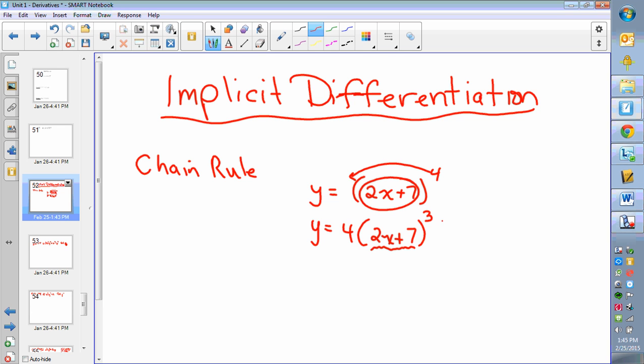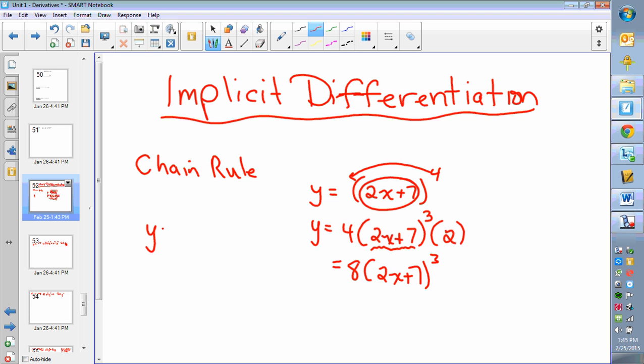It's really a composition of functions. So for the interior function, you would take the derivative of 2x plus 7 and get a 2. So you could rewrite that as 8 bracket 2x plus 7 cubed. Now, this has always been the case. We just never really thought about it.